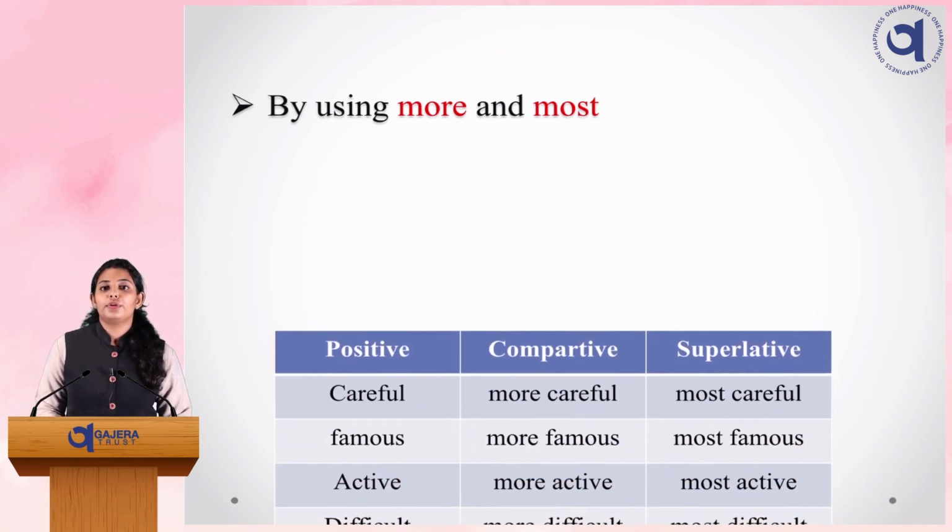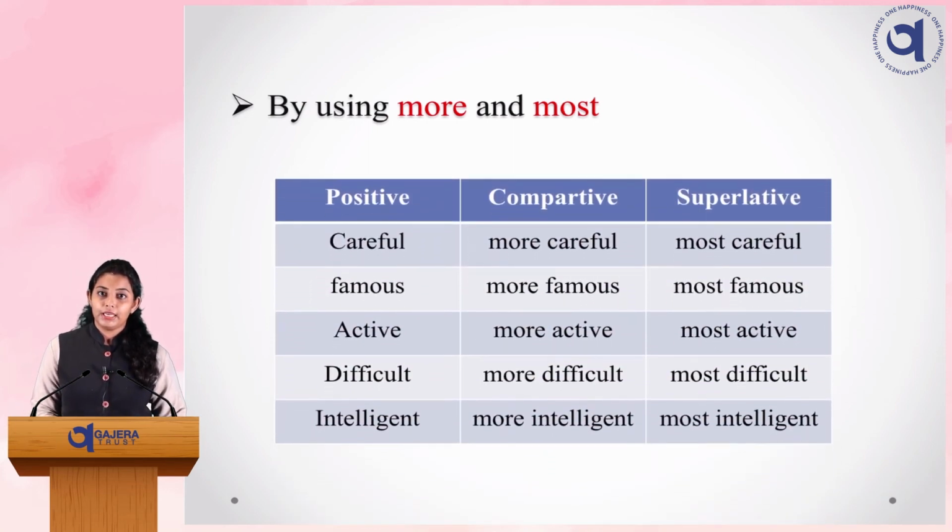Now the next rule is by using more and most. So here we have to add more in the comparative degree and most to the superlative degree. Now see the adjectives in positive form. Careful, more careful, most careful. Famous, more famous, most famous. Active, more active, most active. Difficult, more difficult, most difficult. Intelligent, more intelligent and most intelligent. Okay, students. So here we have added more to the comparative form and most to the superlative form.